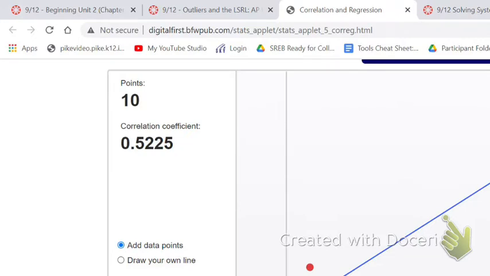Those gray lines that it just put in the background, that is not the XY axis. That is the average X and the average Y.